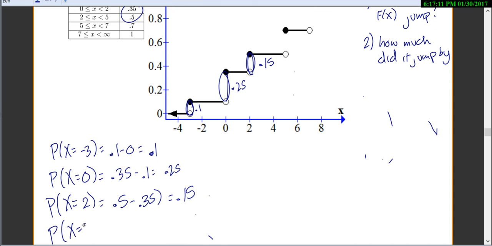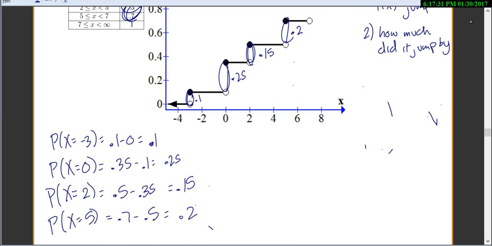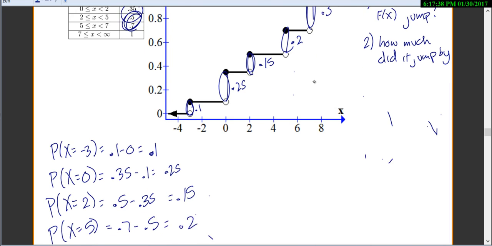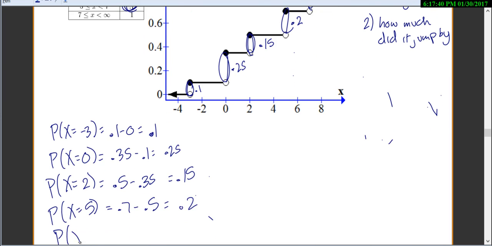My next jump is at 5, so the probability that x equals 5. We were at 0.5 and we went to 0.7, so that's a 0.2 jump. And my last one is at 7. I jumped all the way up to 1, or a 0.3 jump. So the probability that x equals 7 would be 1 minus 0.7, or 0.3.